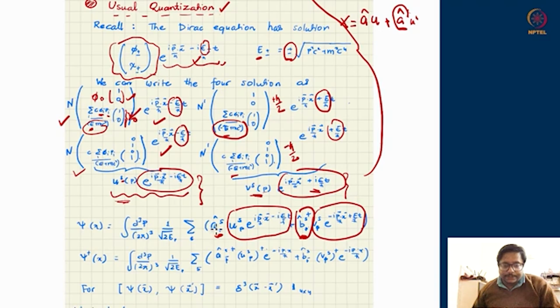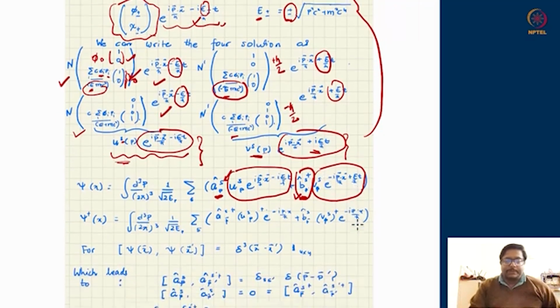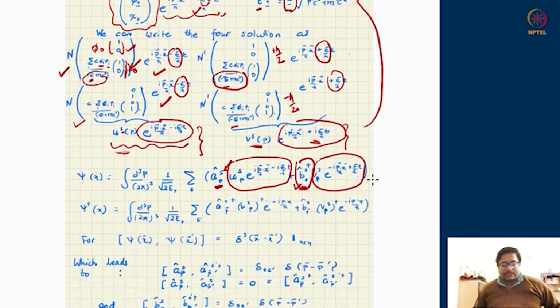There is no relation a priori between A and B. There are 2 different operators for positive frequency with 2 different spins, and similarly for negative frequencies there are 2 different spins and 2 different operators. So overall I have A_p spin half, A_p spin minus half, B_p spin half, B_p spin minus half. So this is the structure I have obtained. You can check that this is still a solution of the Klein-Gordon equation or the harmonic oscillator in the Fourier space. Okay, so far so good.